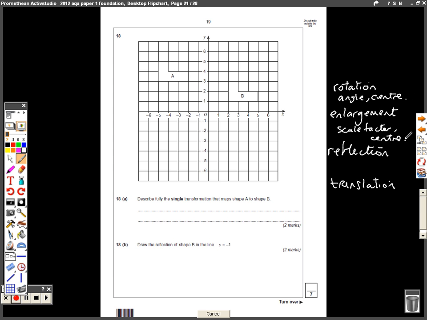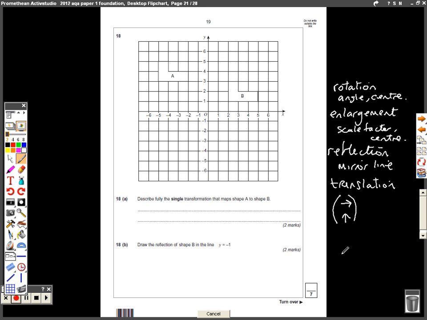And with a reflection, we'd need a mirror line. And with a translation, we need to know how far in the x direction and how far in the y direction the shape has moved. And we'd normally write that inside a vector.